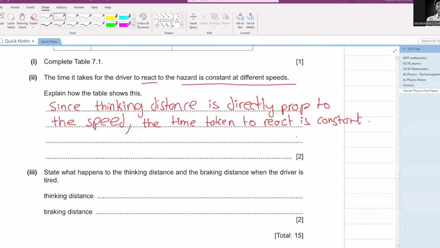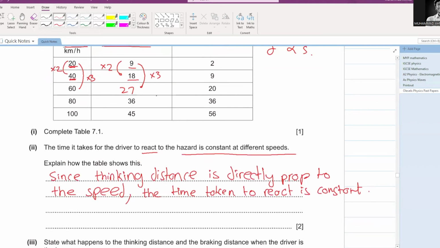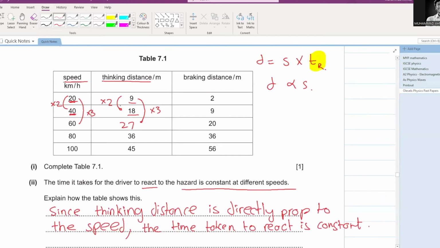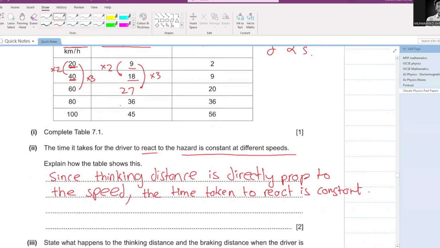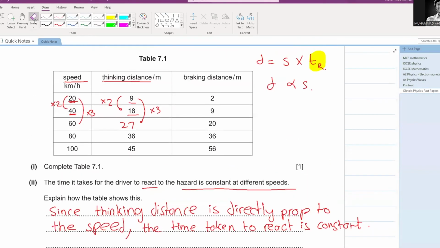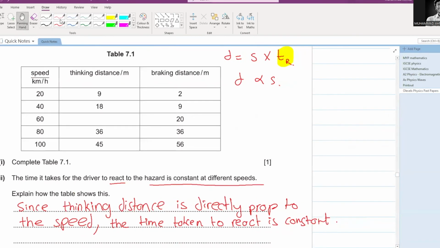Okay. And if you are an A star student, you will further calculate the time and show the examiner. Beta, show the examiner by calculating the time also. How? Let's say you have a speed of 20 kilometers per hour. You have a thinking distance of 9 meters. In kilometers, this will become 0.009 kilometers. Perfect. Can you calculate the time here?